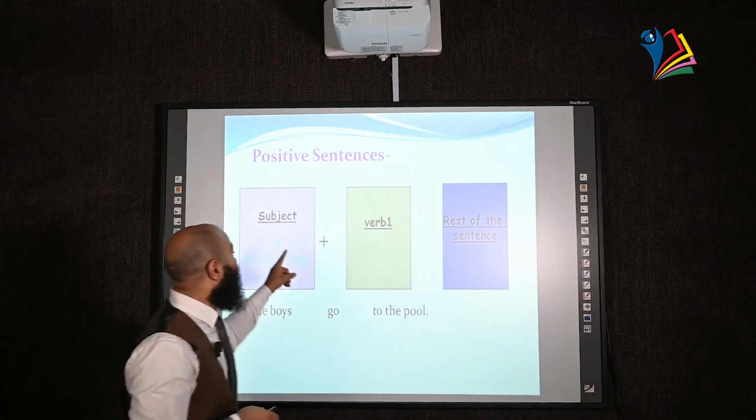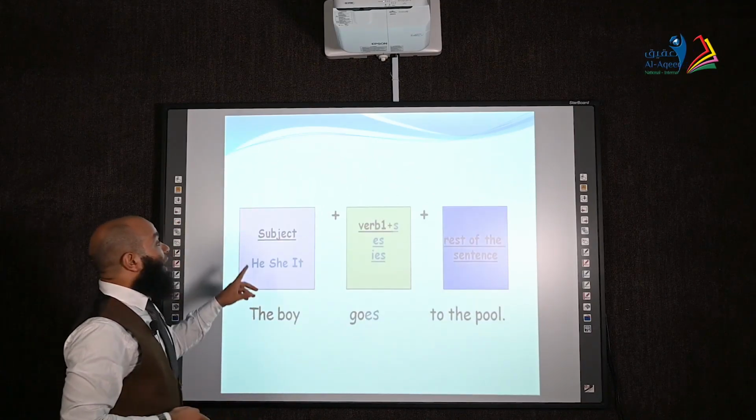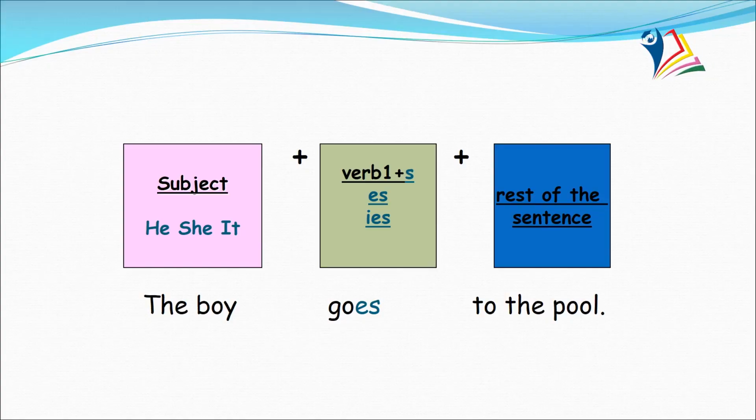Right, so the boys go. The infinitive form of the verb. You don't add anything. You don't add any suffix or prefix. You don't add s. You don't add es. If the subject is he, she, it, or a singular noun like Ahmed, the cat, whatever, you add s, es, or ies.